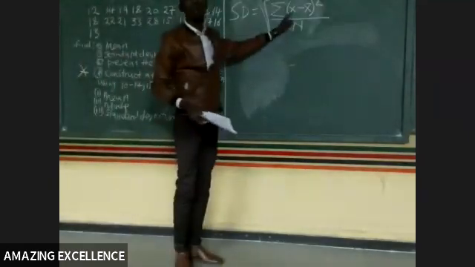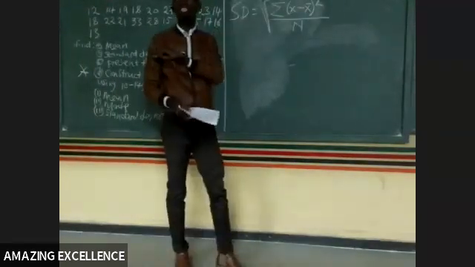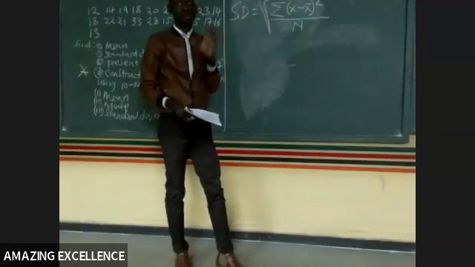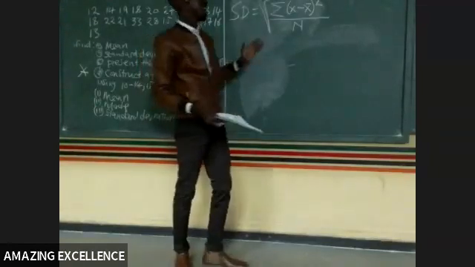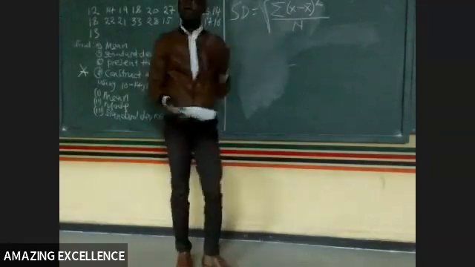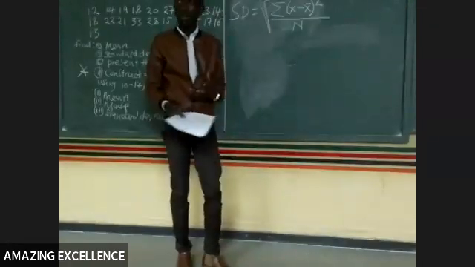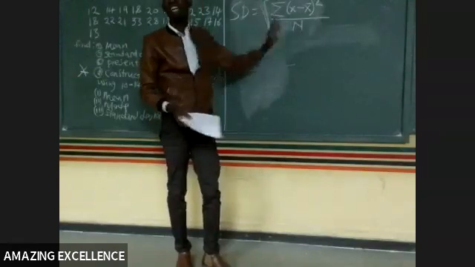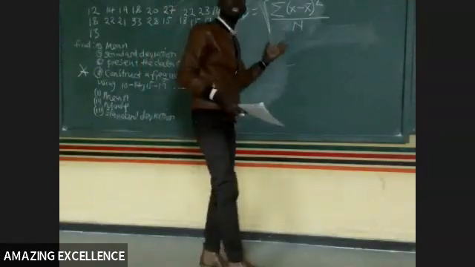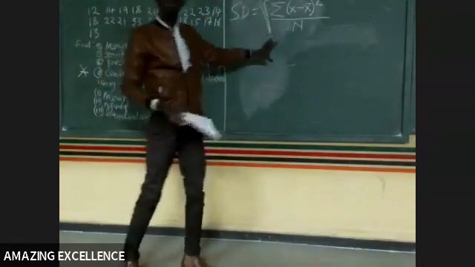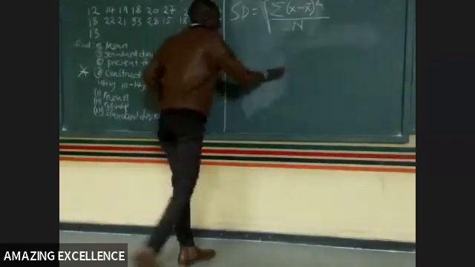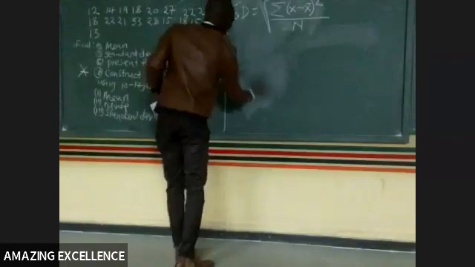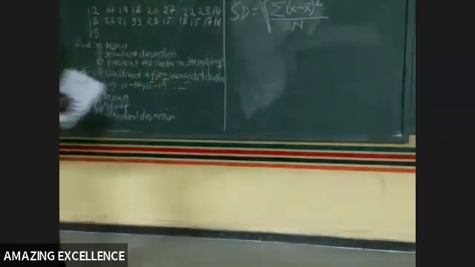Then this x, we have told you that these are just the data. These data are called the x's. You're following, right? And the x bar is the mean that we have just calculated. This is the formula for ungrouped data. This is how you find the standard deviation of ungrouped data. Use this formula. Let me show you how you do it. However, you can do it at your own time.